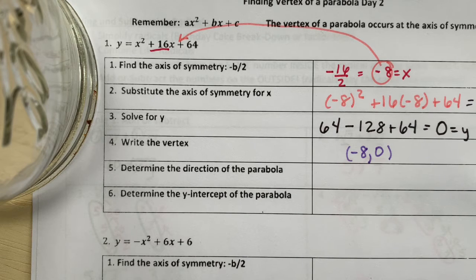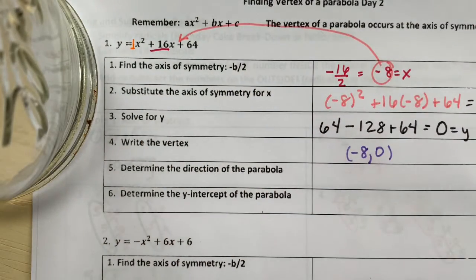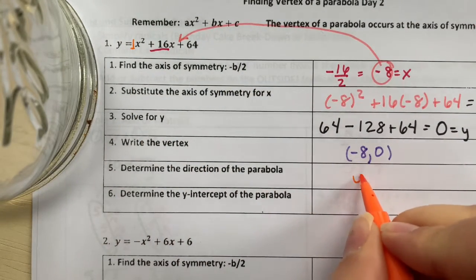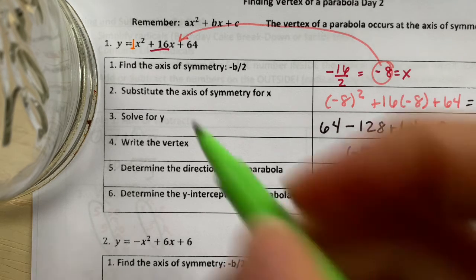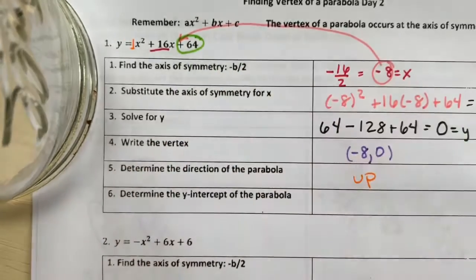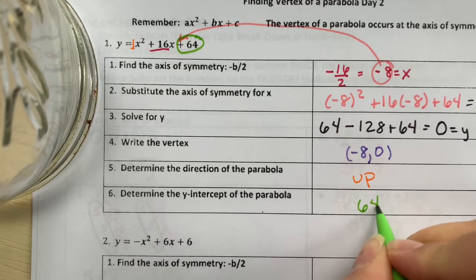Now we have to find the direction of the parabola. So we're going to look at the number in front of our x squared. There's not a number there, so we know that that's a 1, and it's a positive 1. So the direction of the parabola is going to be up, because it's positive. If it was negative, it would be down like a frown. Then we have to determine the y-intercept. The y-intercept is our last number, so it's going to be just 64.